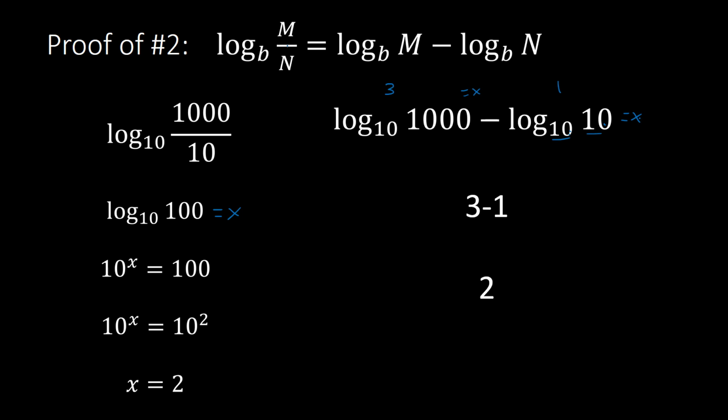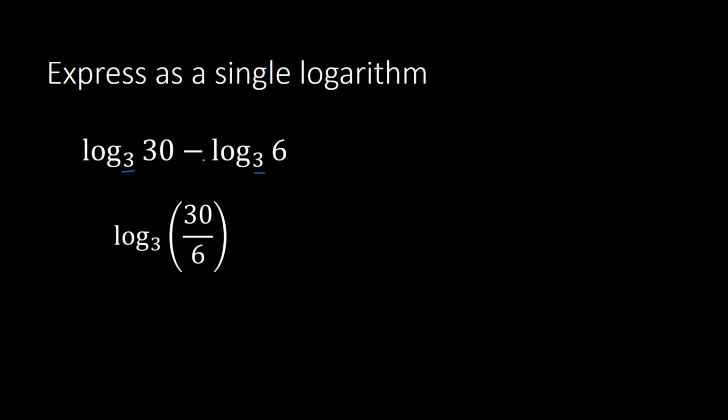And the second law says I can either break it apart into 2 logarithms, or I can put it back together into 1 logarithm. So here we see log base 3 of 30 minus log base 3 of 6. And you're told to write this as a single logarithm. So to do that, I need to combine back into 1 logarithm. And we see here we have the same base of 3. We're subtracting. So what I can do is combine them by dividing the 30 and the 6, which is going to give me log base 3 of 5.